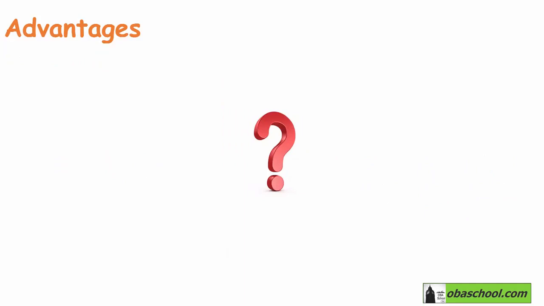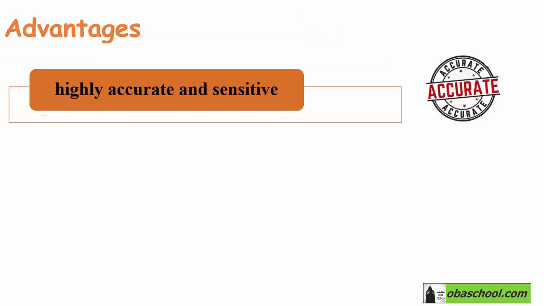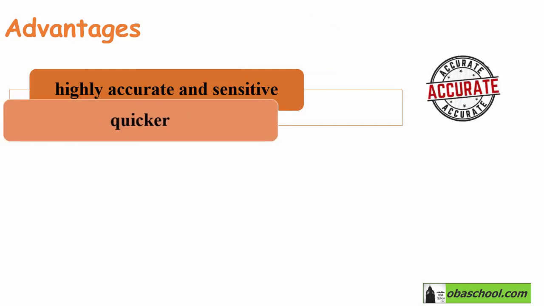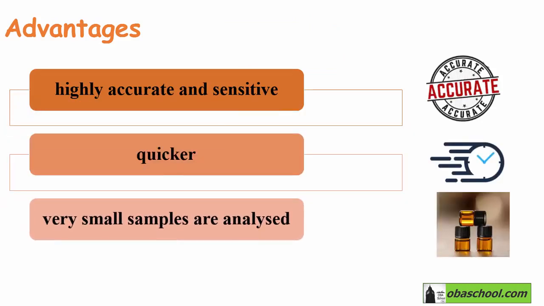What are the advantages of the modern instrumental methods compared with the traditional methods? First of all, they are highly accurate and sensitive. They are much quicker, and they enable very small samples to be analyzed. So the modern instrumental methods are highly accurate and sensitive. They will save time because they are really quick, and they enable very small samples to be analyzed.